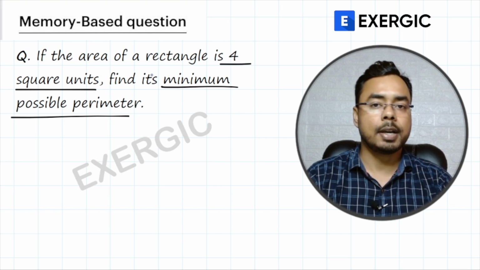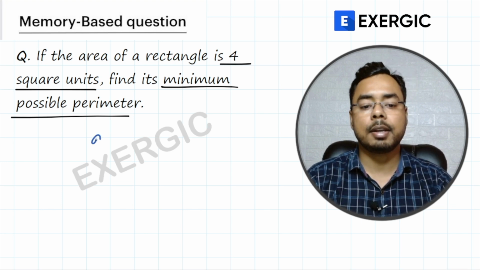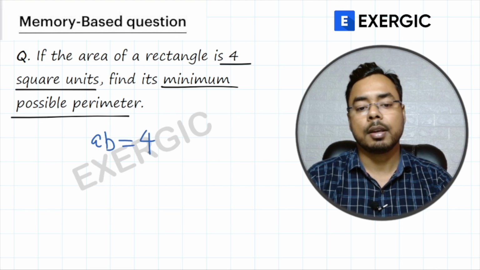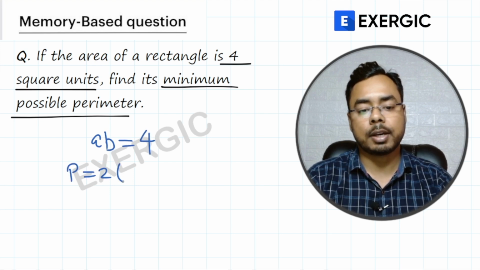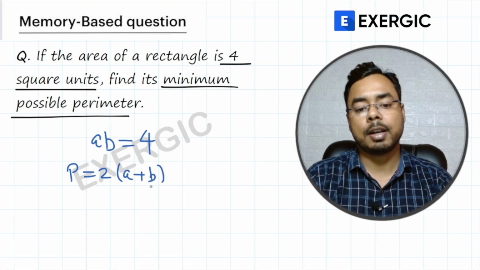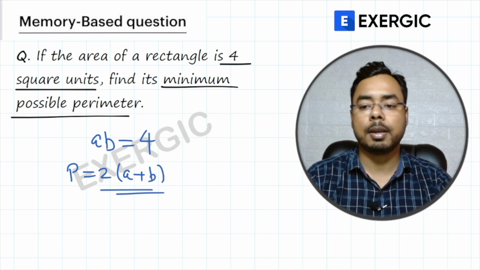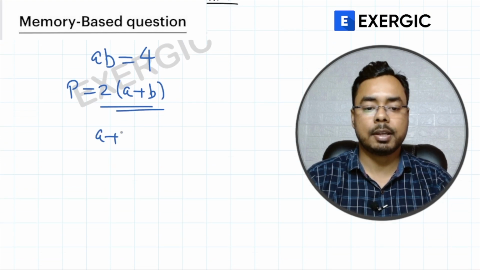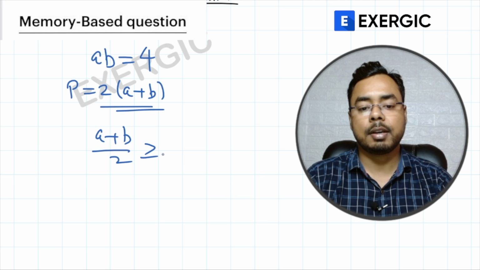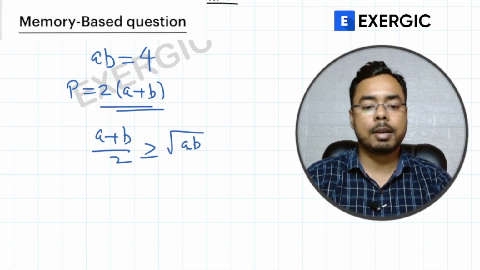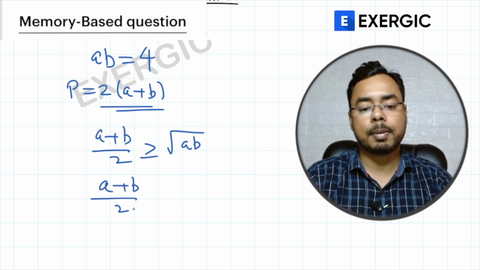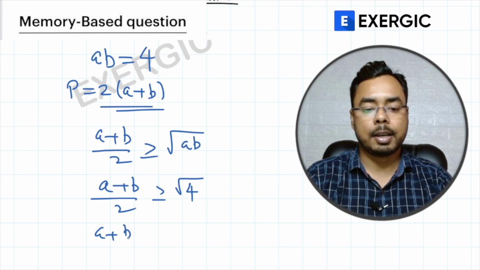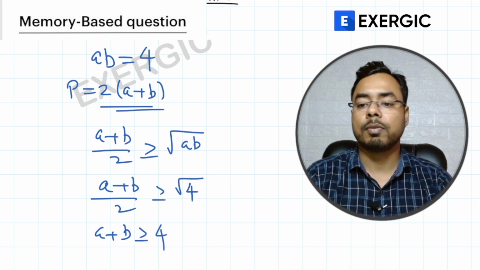Now, suppose the two sides of the rectangle are A and B, then it is given that AB is 4. And what is perimeter? Perimeter is 2 times A plus B. So we have to find the minimum value of twice of A plus B, right? So if we use the concept of arithmetic and geometric mean, then we know that if I have two positive numbers, then their arithmetic mean is always greater than or equal to their geometric mean. So this will mean that A plus B by 2 will be greater than or equal to root of AB, which is 2, which will imply that A plus B will be greater than or equal to 4, right?